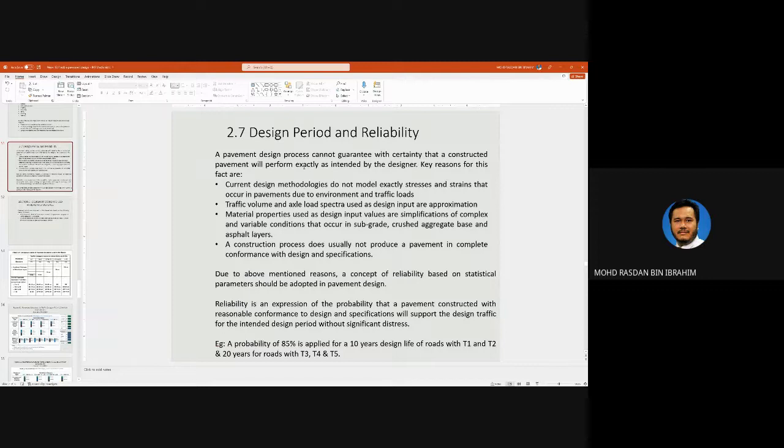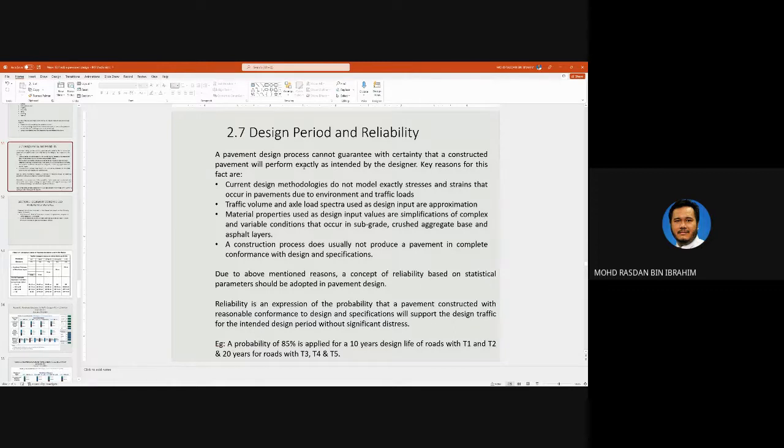So the accuracy of the formula is actually not very good, because the variables that you use are estimated. Unless you get accurate values of the variables and a very accurate formula, then the answer is going to be very accurate. So in the pavement field, this can sometimes be a little bit unpredictable.